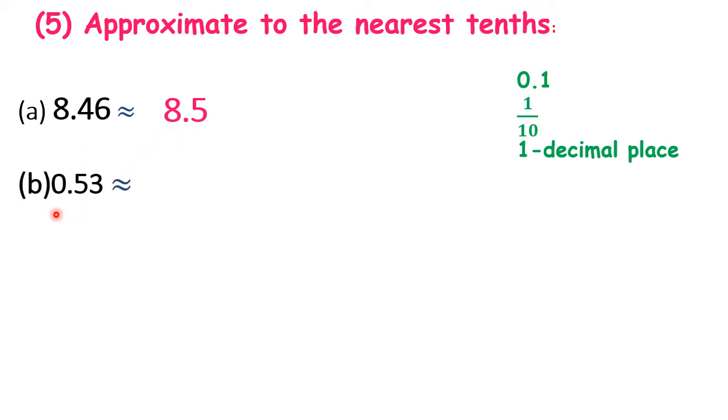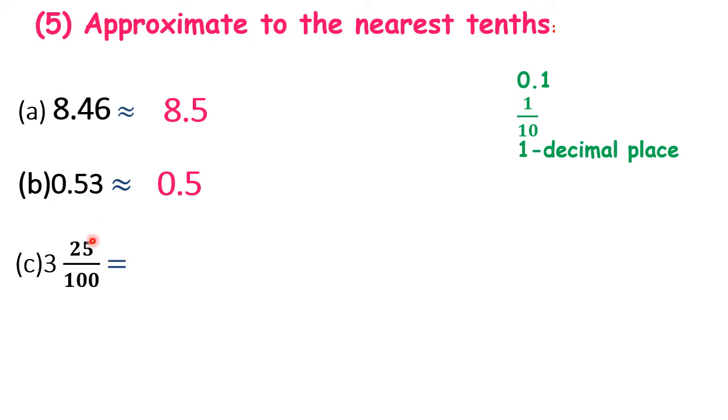B, 53 hundredths. Put line in 5 and look at the number before. Number 3 is weak or strong? Weak. Don't give me anything, okay? Don't give me a poor number. So the approximation is 0.5. The same number 5.